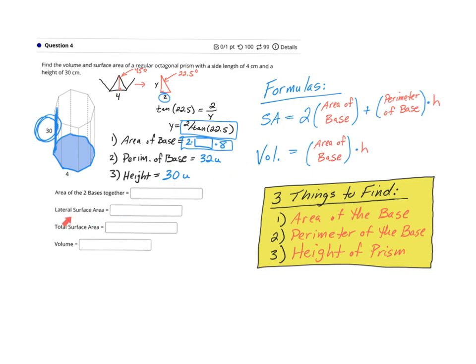When it talks about lateral surface area, the lateral surface area is just the perimeter of your base times the height. This little section of this formula right here of surface area, that's your lateral surface area.